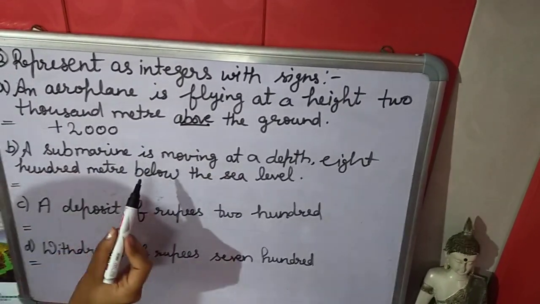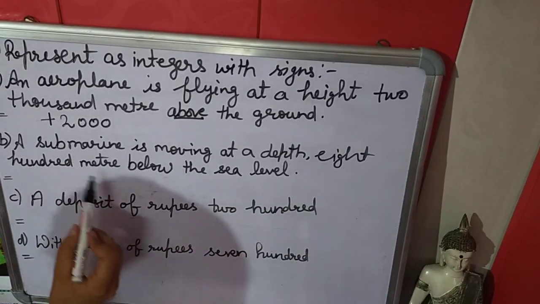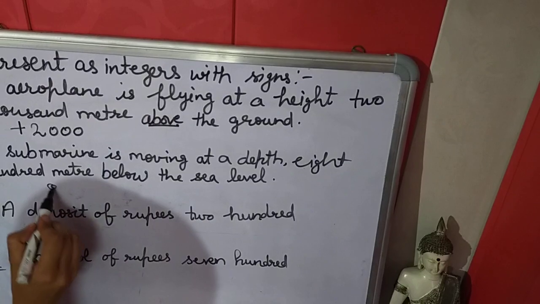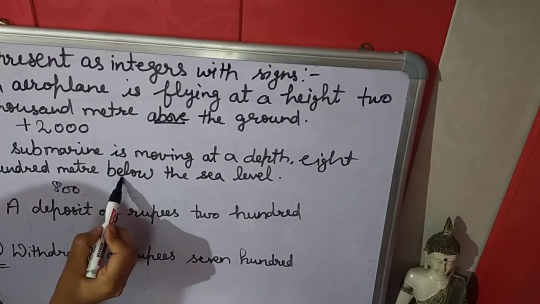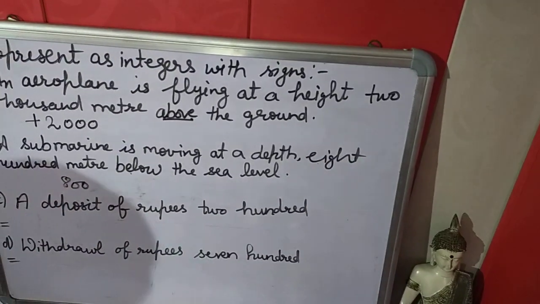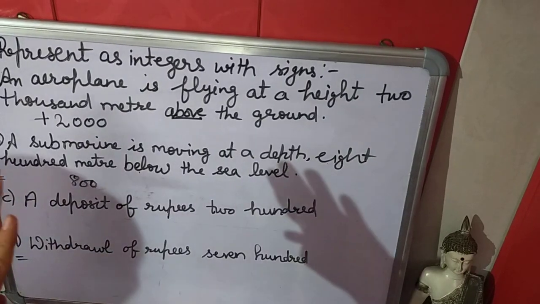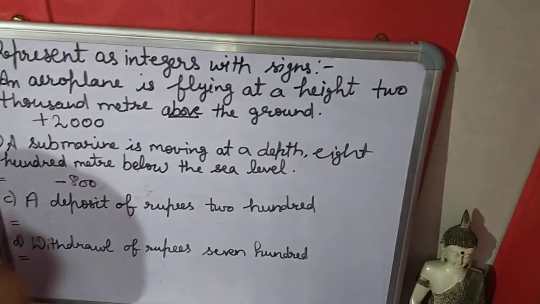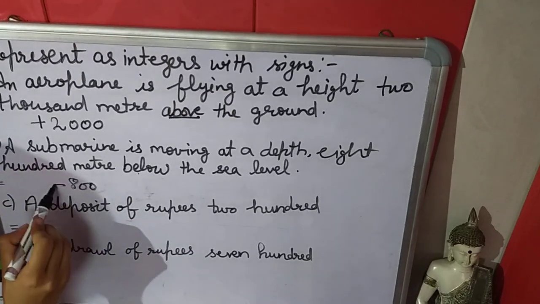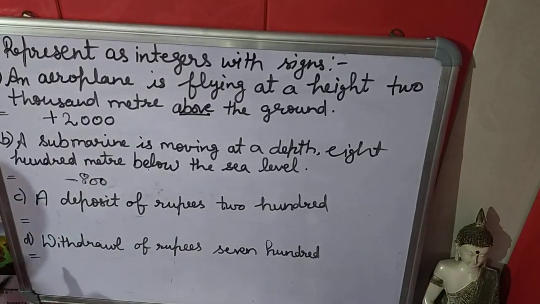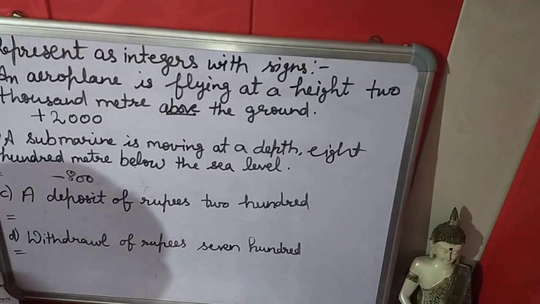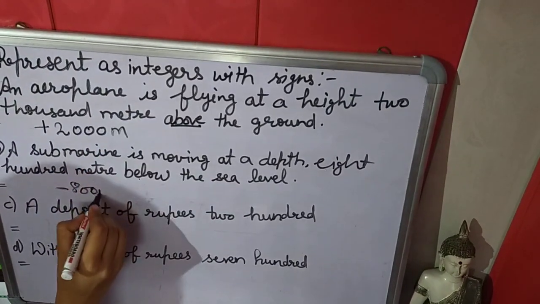Next is a submarine moving at a depth of 800 meter below the sea level. The number is 800. Now below sea level, समुद्र के नीचे है, so it is going down. When जो कोई चीज नीचे जा रही है, it means it will be a negative integer. So you will put here a minus sign. So it is negative.